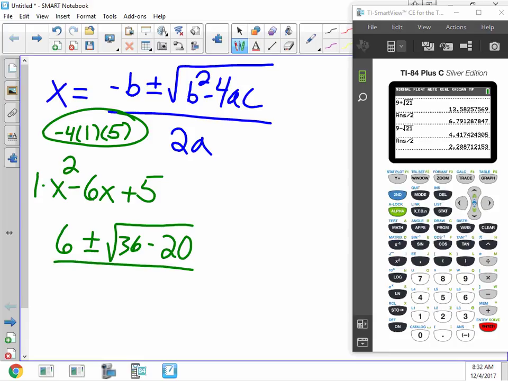All divided by, what is 2 times a? 2. A is 1. Okay, now we simplify the square root. What is 36 minus 20? So this is the square root of 16. What is the square root of 16? 4. 6 plus or minus 4 over 2. How do we solve that? Six plus 4 would be 10 divided by 2 is 5. 6 minus 4 is 2 divided by 2 is 1.